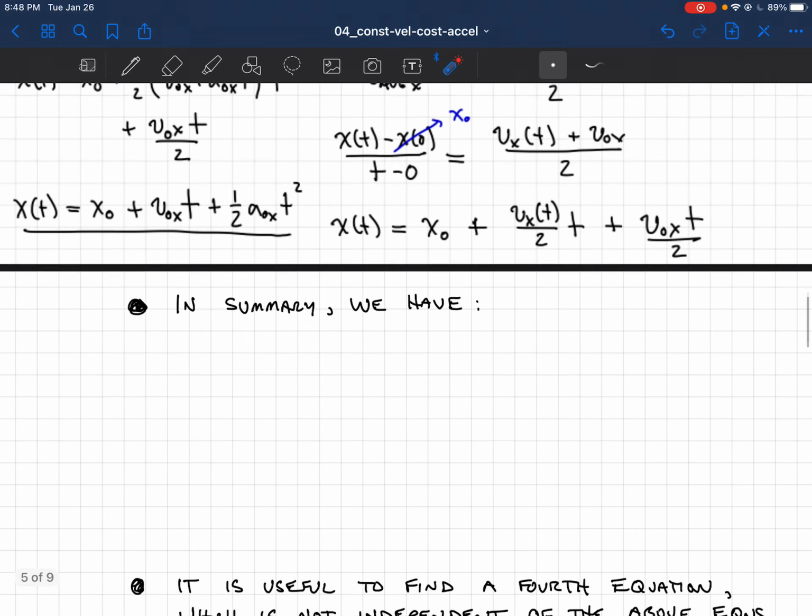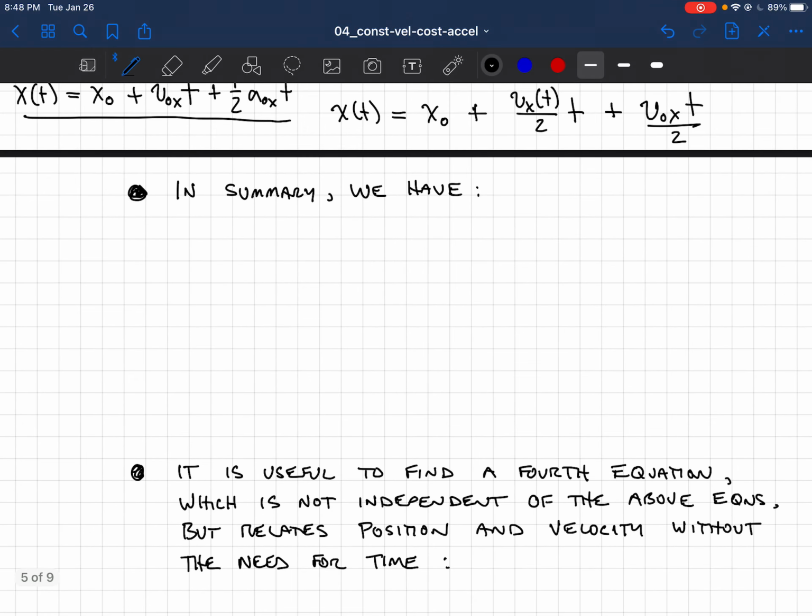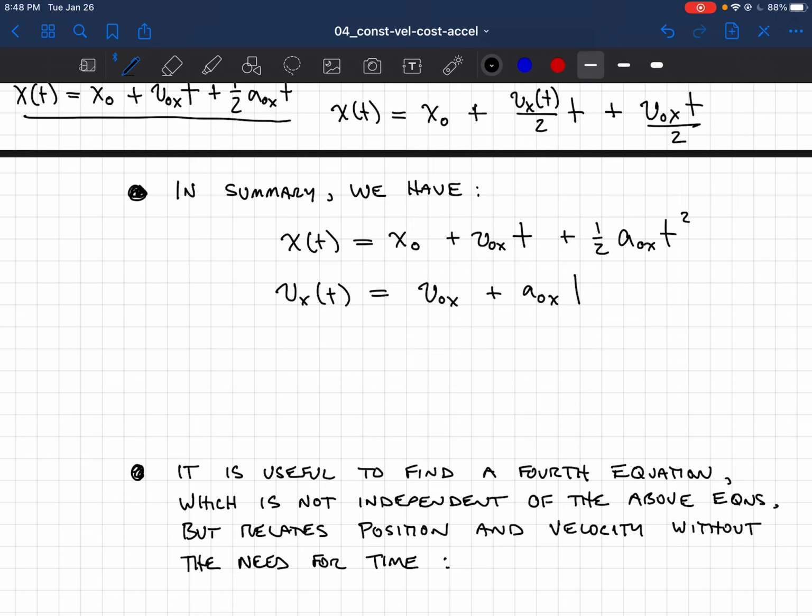Okay, so for constant acceleration, we've come up with these three equations. We can summarize them, so again, let's write them starting with position. So x at time t is equal to x0 plus v0x times t plus 1/2 a0x t squared. The velocity in the x direction is v0x plus a0x times t, and the acceleration at any time is a constant. That's what we mean by constant acceleration.